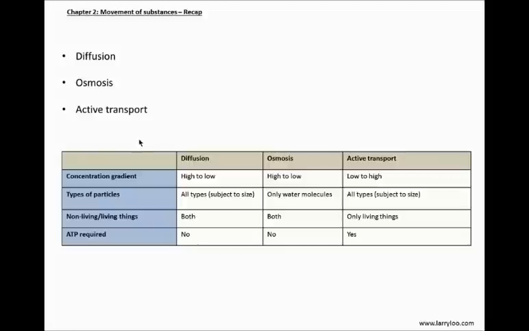This table summarizes the differences between the three main processes we have learned in this chapter. They are based on different factors such as concentration gradient, types of particles, whether these processes occur in non-living or living things, and whether they require ATP.